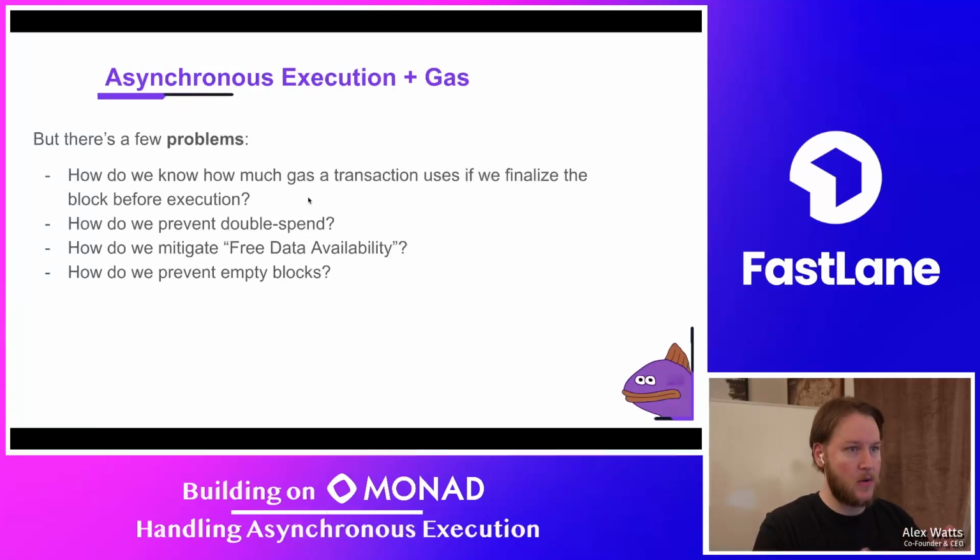How do we make sure that a transaction is actually able to pay the gas cost ahead of time? How do we mitigate free data availability, which is just a way of saying information gets posted without actually paying for it? And how do we prevent empty blocks, which is very bad, not just in terms of the throughput, but also in terms of validators trying to maximize their revenue so as to keep the network really decentralized and focused on a fully distributed blockchain.